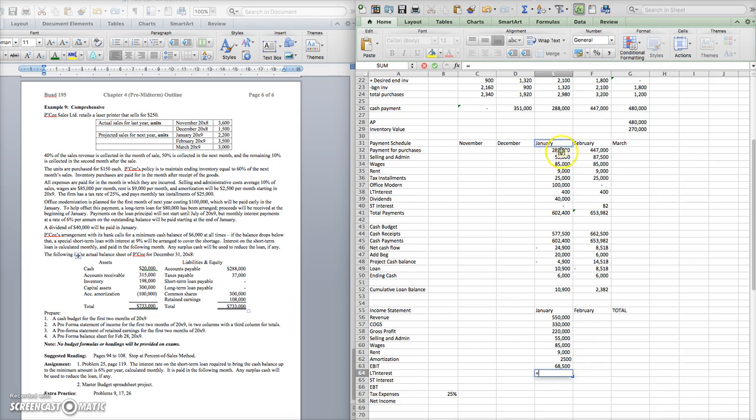Long-term interest, we already calculated up here. Short-term, we also did that one. Now that is going to be the difference between earnings before interest and tax less our interest payments. Tax expense is going to be that figure times 25%. And net income is going to be our earnings before tax less our tax.